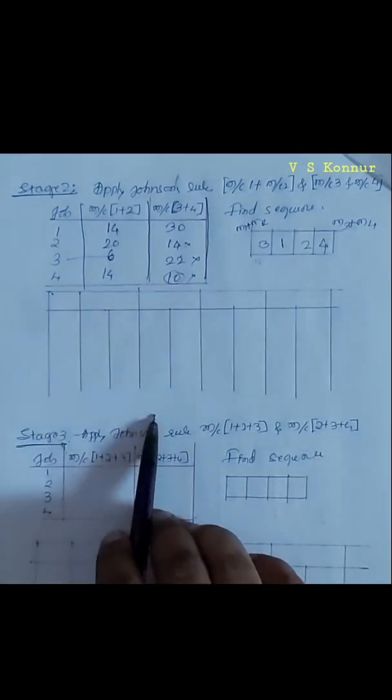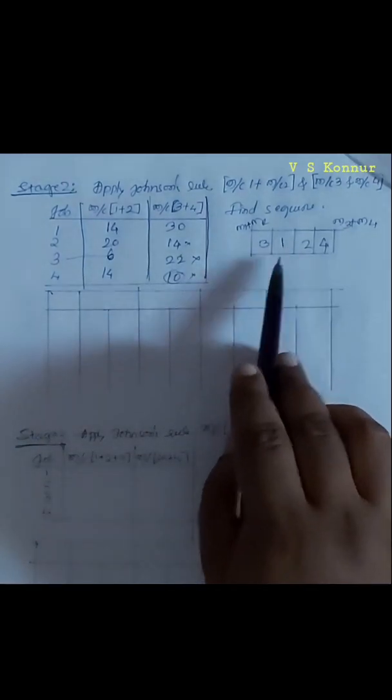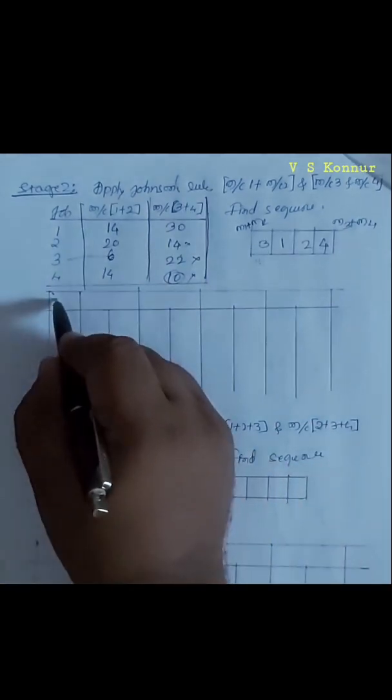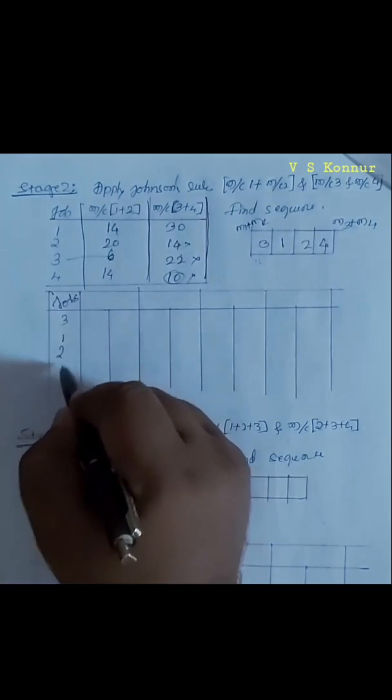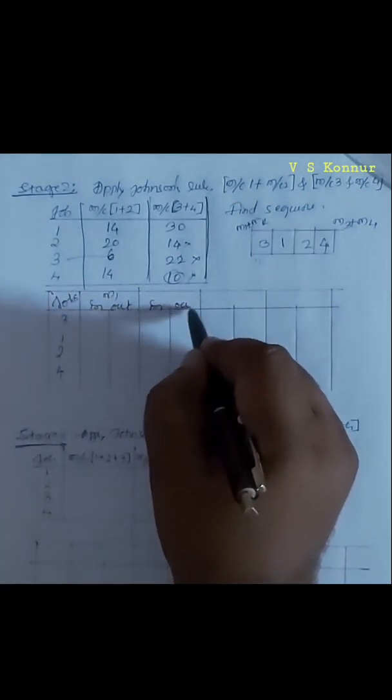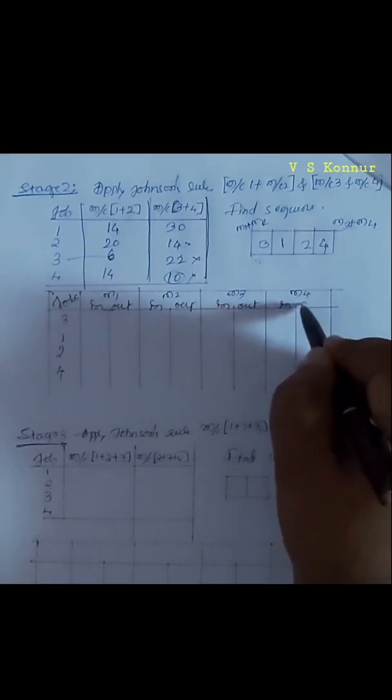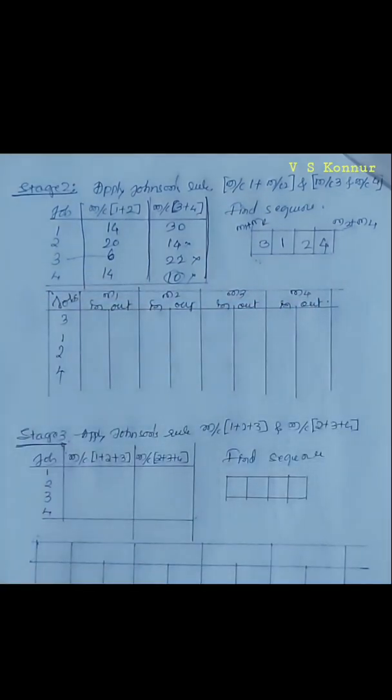According to this sequence, once again you have to form the table, which I am skipping here. According to 3, 1, 2, 4, you have to form the table once again with the processing times. Now directly I will take the in and out times for jobs 3, 1, 2, 4. You have to write M1, M2, M3, M4 for in and out. Now the third job is entering at 0th time and it requires 2 hours to complete.